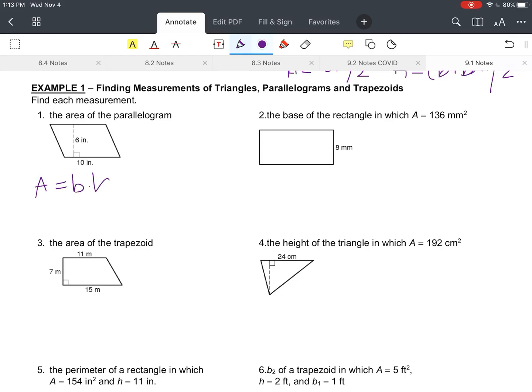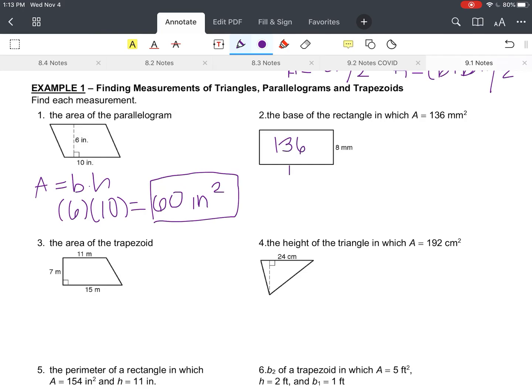So let's try a few examples. Find the area of the parallelogram. The area formula is base times height. In this case, my base is 6, and my height is 10. Well, 6 times 10 is 60. I'm multiplying inches by inches, so area will always be your units squared. So in this case, 60 inches squared for my parallelogram.